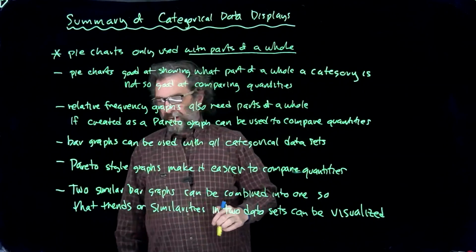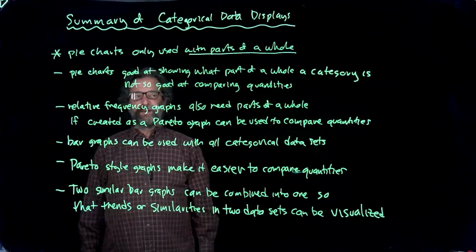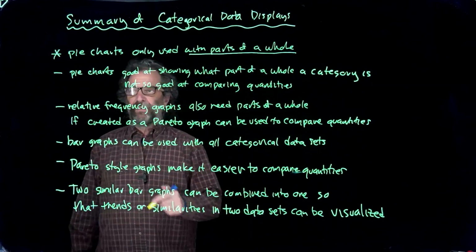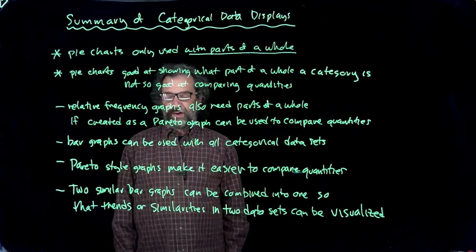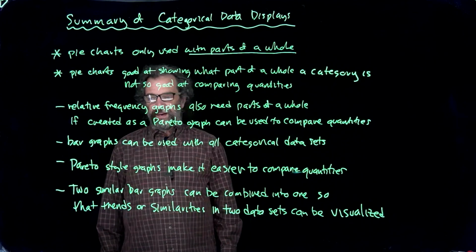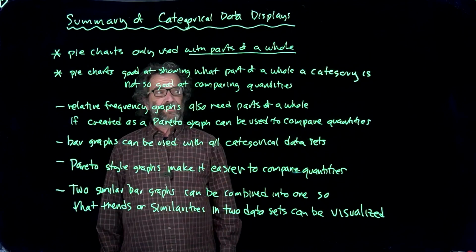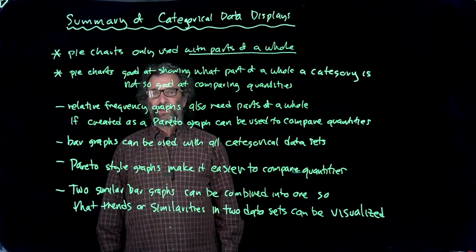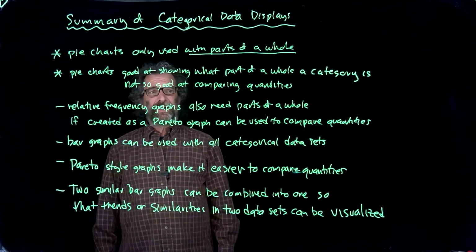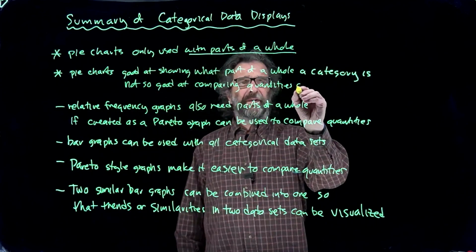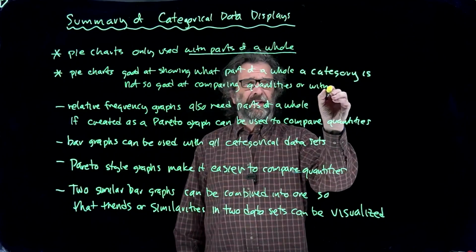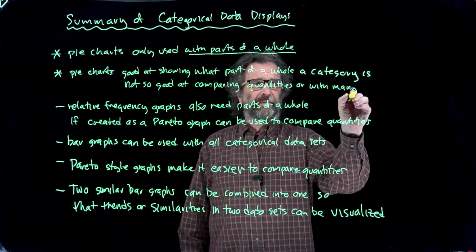So if you see that 1/4 of the individuals fall into that category, you can see it because the pie chart will just show that a piece of pie that's about 1/4 of the size of the whole pie corresponds to that category. So it's good at showing that kind of thing. Not so good at comparing quantities or with many categories.